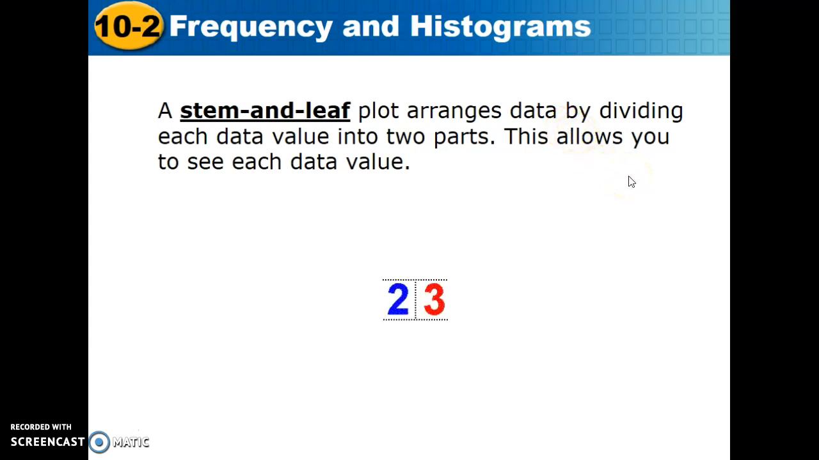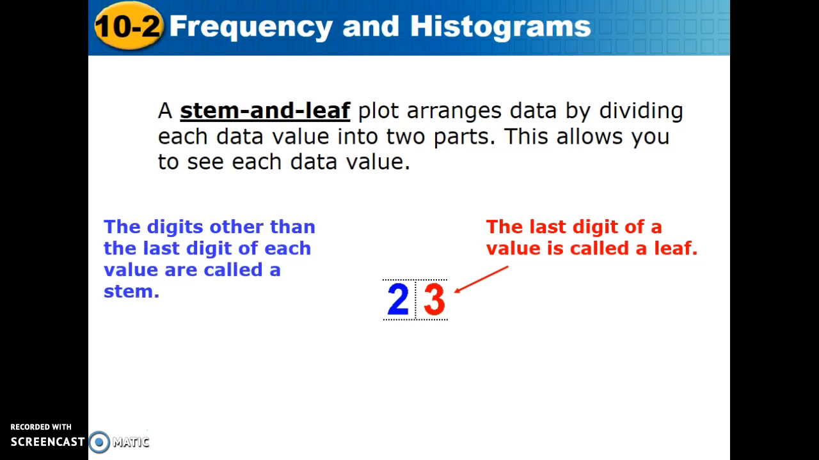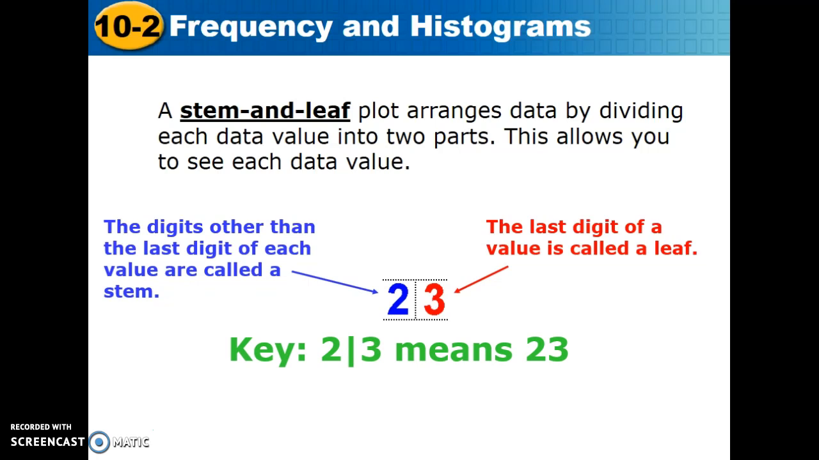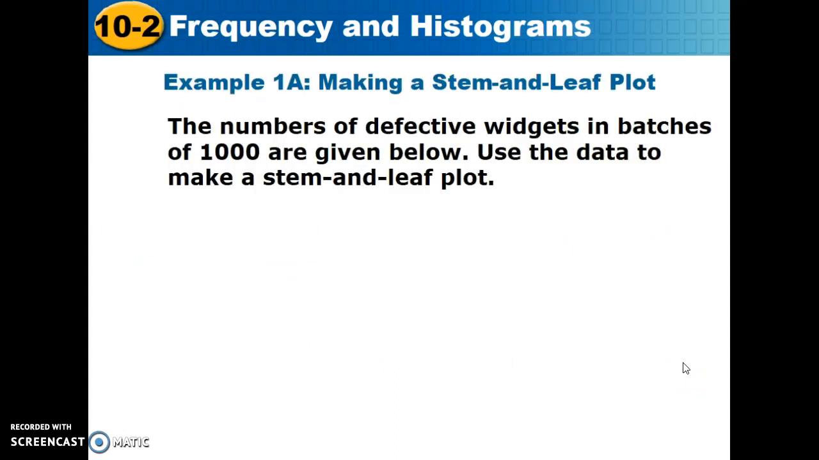This allows you to see each data value. For example, on the screen, this would be the number 23, broken into tens and ones. The last digit is called the leaf. The first is the stem. Key. And anytime we create one of these stem and leaves, we always put a key at the bottom indicating this 2 and 3 means the number 23. The key tells you how to read each value.